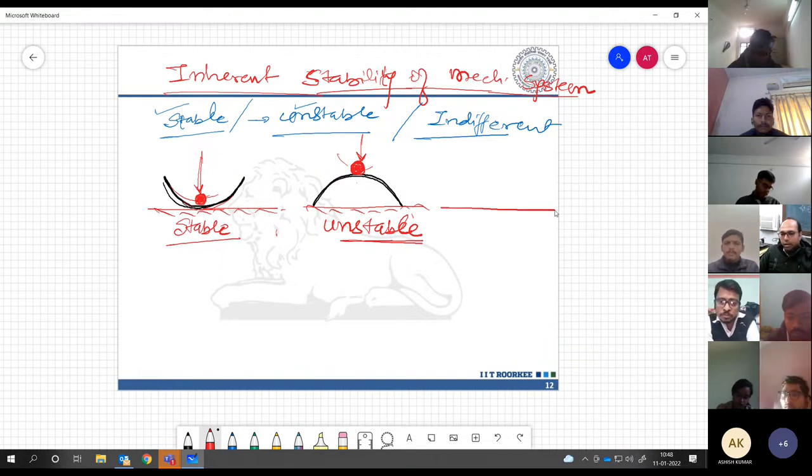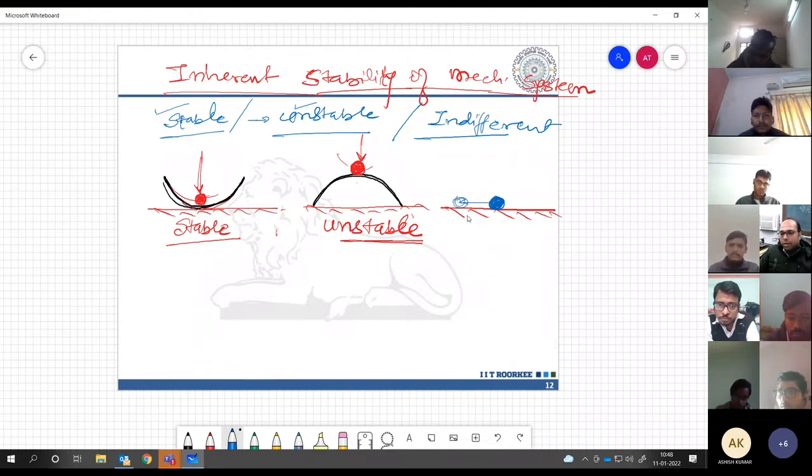These are called unstable systems. And what is indifferent? You place the marble on a flat surface. Wherever you leave it, it will stay there. It doesn't matter. If you disturb it a little bit on the left side, it will go and stay there. If you disturb it a little bit on the right side, it will go and stay there. These systems are called indifferent systems. They are not worried or bothered about restoring the position or running away from the position. Wherever it is, it will stay there.